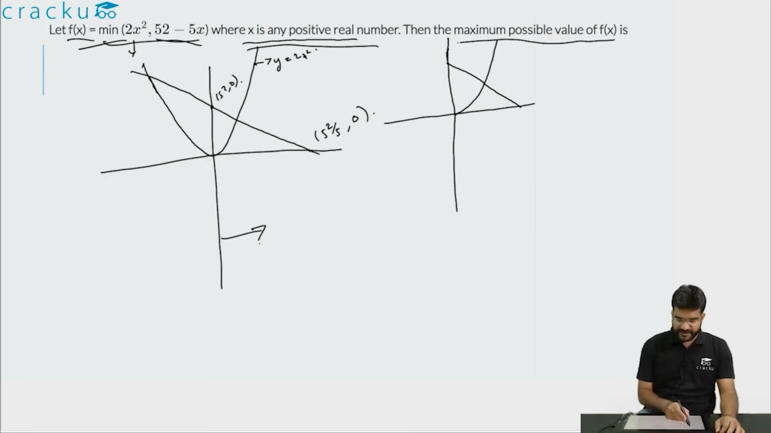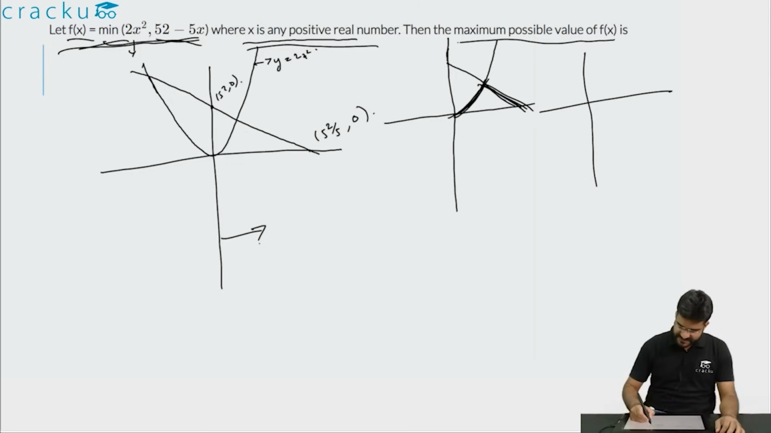Now we are required to find out the minimum of these two numbers. So the minimum will be 2x square as long as the intersection doesn't happen, and once both the curves intersect it will become 52 minus 5x. So the required function, which is f of x is equal to minimum of 2x square comma 52 minus 5x, will be something like this. It will be 2x square for some point, and then afterwards it will become 52 minus 5x throughout. Now this curve achieves its maximum at the point of intersection of 2x square and 52 minus 5x.